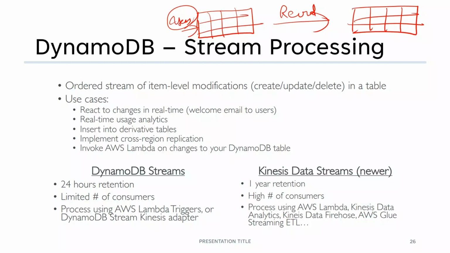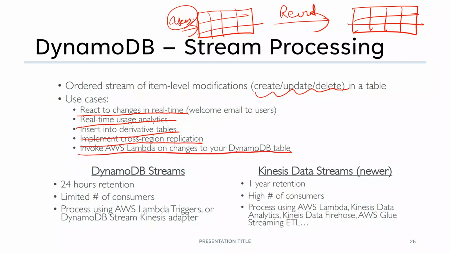So if you have any item level modifications like create, update or delete, just go for DynamoDB streams if you want to keep track of it. Use cases are react to changes in real time, real time usage analytics, insert into derivative tables, implement cross region replication, invoke AWS Lambda on your changes to your DynamoDB table. Like I just told you in an example, you can invoke AWS Lambda functions on your DynamoDB table.